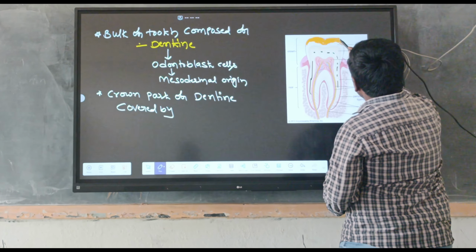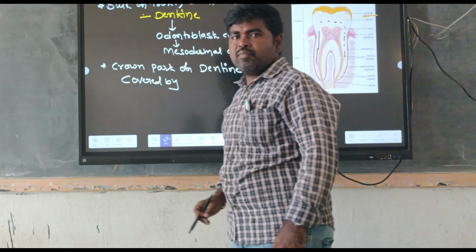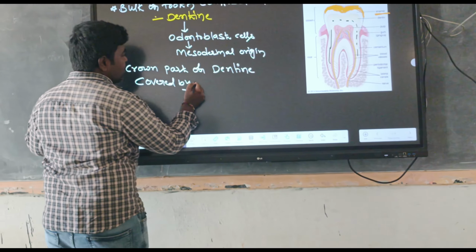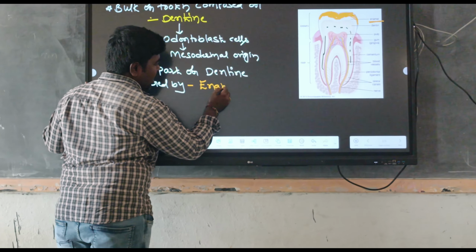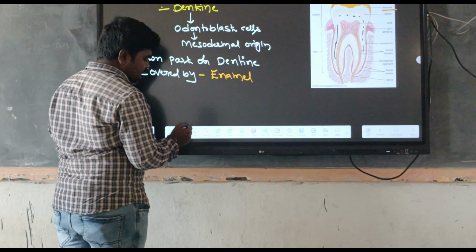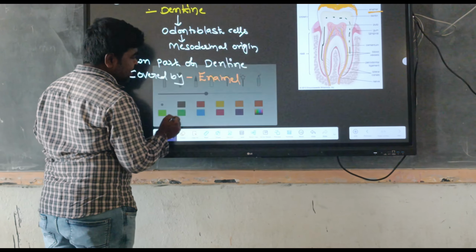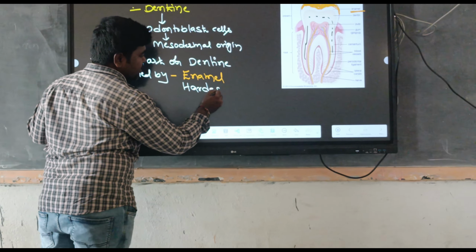This shiny white colored material is called enamel. What is the name of the material? Enamel. What is the specialty? Enamel is the hardest substance in the body.